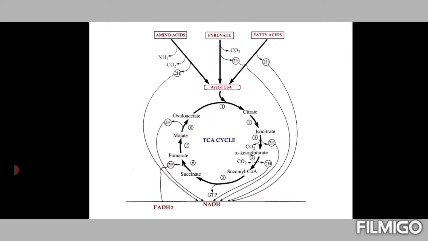Instead, the citric acid cycle removes electrons from acetyl coenzyme A as well as some other substrates as shown here, and uses these electrons to form NADH as well as FADH2. This is the basic purpose of the TCA cycle.